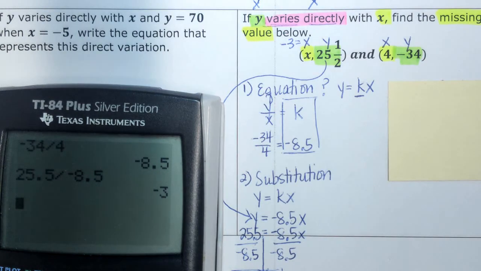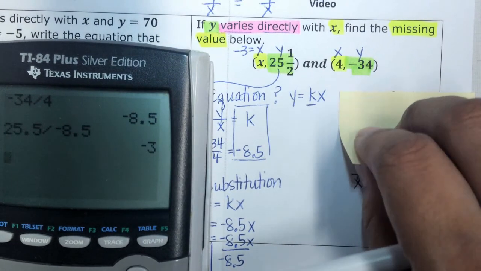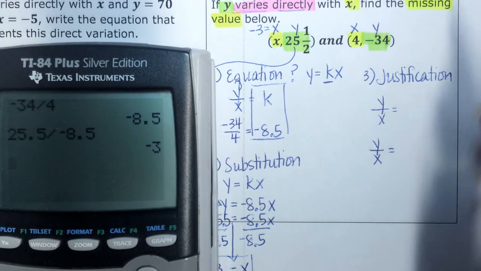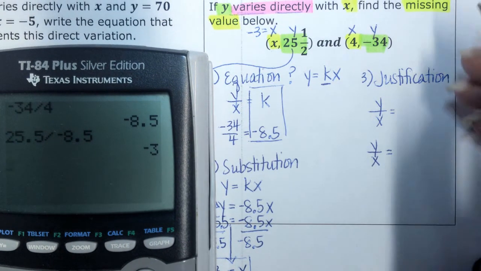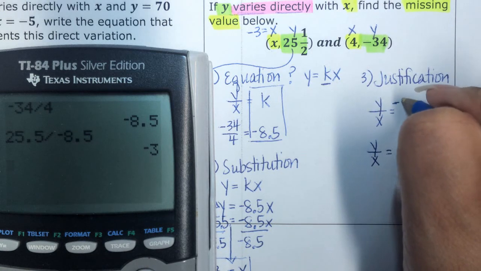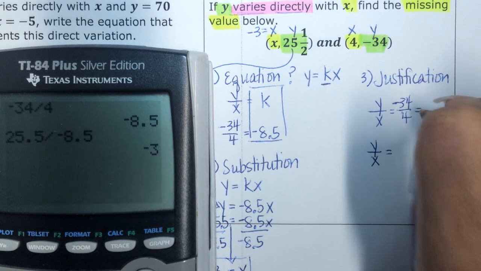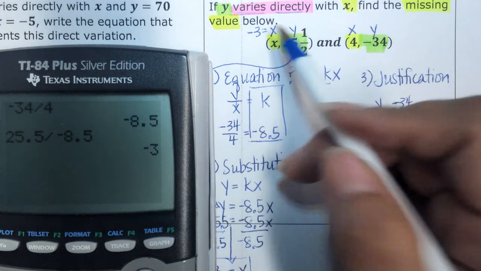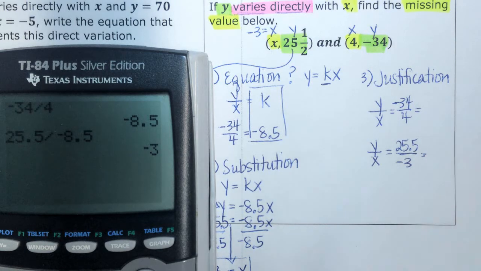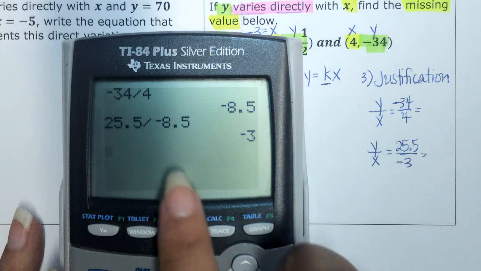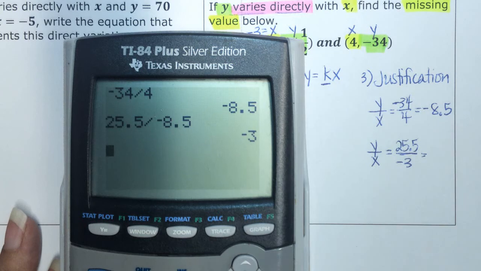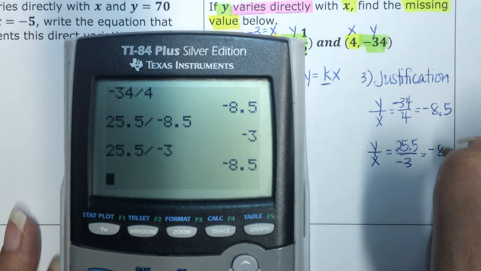That's our missing value. The last thing I want to do is check to see if I'm correct, so I need to justify my answer. In order to do this, I need to divide y by x. If I use these two values, negative 34 divided by 4, and 25 5/10 divided by, we now know this missing value is negative 3, I'm going to see what the calculator says. We already did negative 34 divided by 4, and that's negative 8 5/10. If I do 25 5/10 divided by negative 3, I get negative 8 5/10.